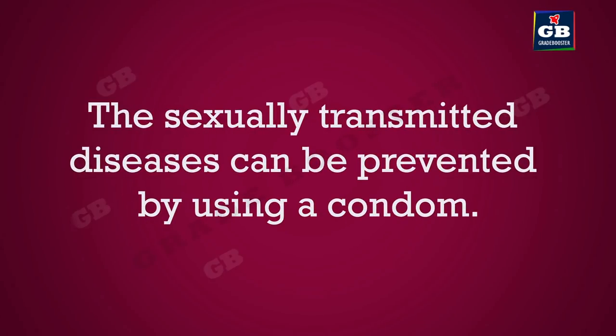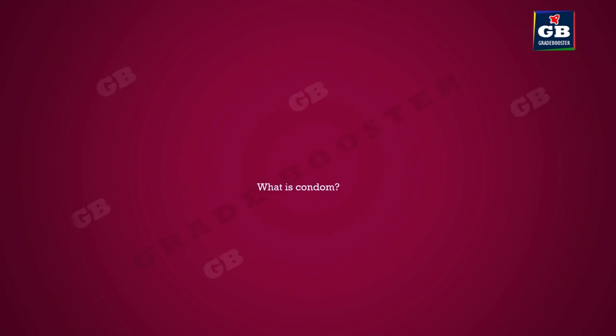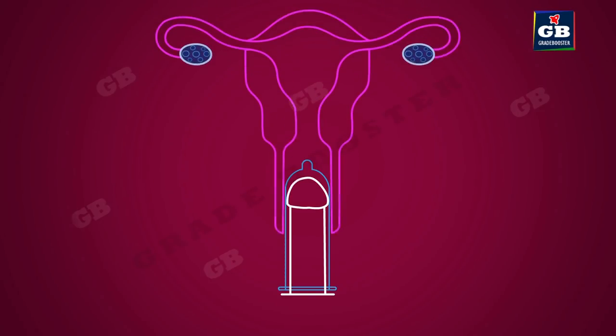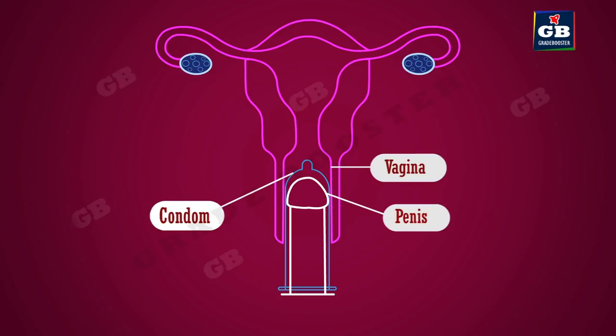Sexually transmitted diseases can be prevented by using a condom. What is a condom? A condom is a rubbery covering worn on the penis or inside the vagina during sexual intercourse to prevent sexually transmitted diseases up to some extent. Condoms help to prevent pregnancy also.